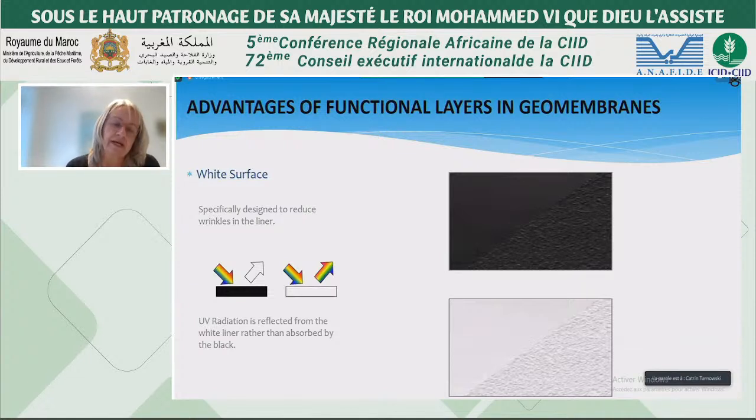I would like to highlight that there are advantages in polyethylene geomembranes using functional layers in the product, and one of such functional layers is just a white surface. A white surface was developed for polyethylene geomembranes because it was known that polyethylene under UV radiation will have a thermal elongation, because the liner heats up and it will elongate under the heat.